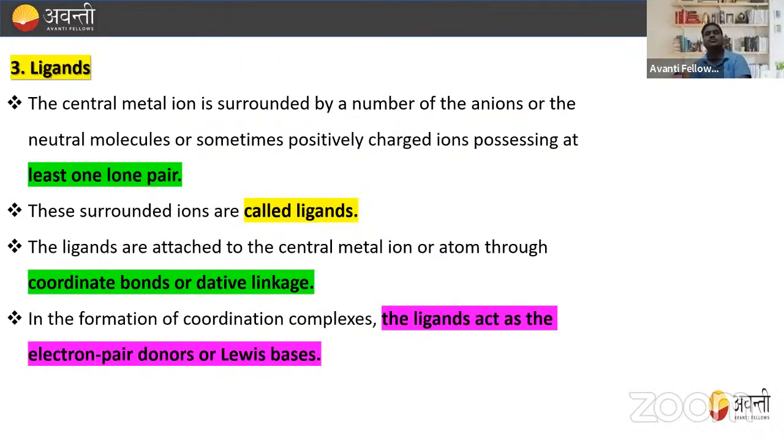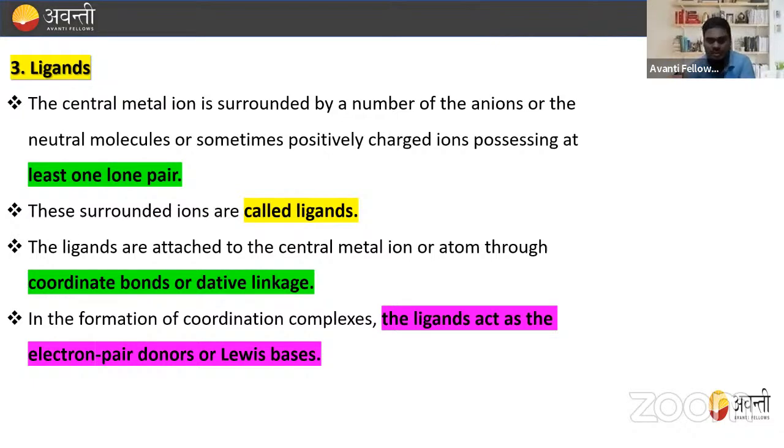Now, what is a ligand? As the name suggests, a ligand is a lone pair donor, right? Anything which has a lone pair of electrons and the capability to donate these electrons is known as a ligand. The central metal ion is surrounded by a number of ions or neutral molecules, or sometimes positively charged ions, possessing at least one lone pair. It may be positive, negative, or neutral, it doesn't matter. There is just one criterion: it has a minimum of one lone pair of electrons. These surrounding ions are called ligands, right?